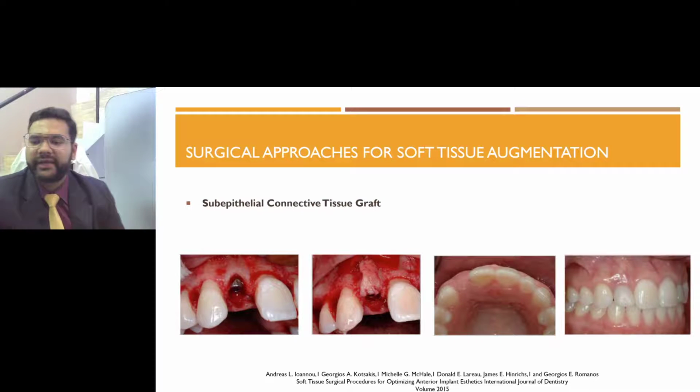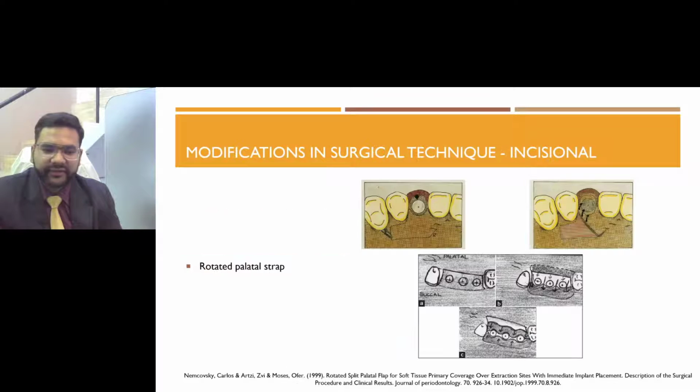Then we have an open technique for doing the same procedure, where we raise the flap, and this is done adjacent to an implant immediately, and we are placing a connective tissue graft over here. The next modification can be a rotated palatal strap, a predictable technique that consistently provides a wider zone of keratinized gingiva in the buccal aspect of the future maxillary implant supported restoration.